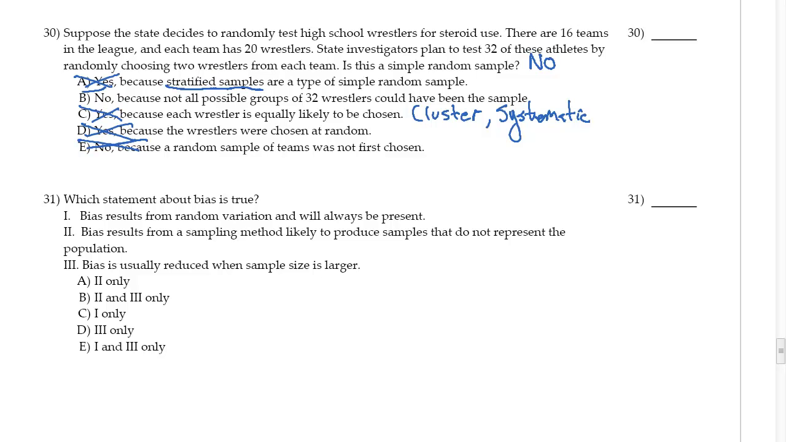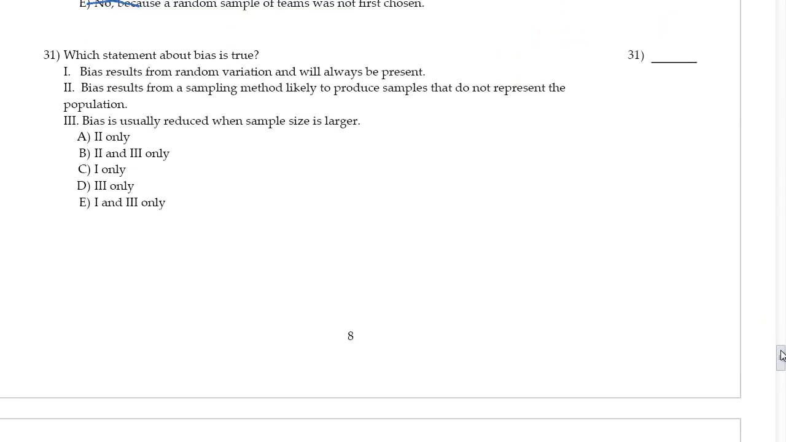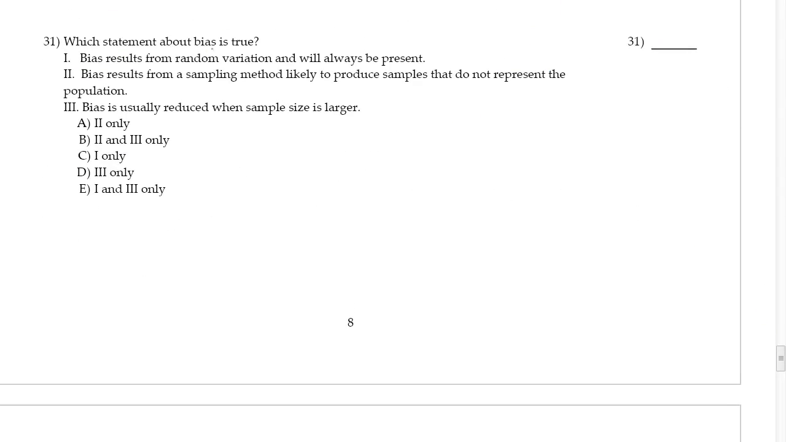So basically, it's no, and we were looking for a no because it's not a simple random sample, because not all possible groups of 32 wrestlers could have been in the sample, right? I couldn't have had a group that had 4 wrestlers from the same team in it. And so B is going to be the correct answer here. All right. And then let's see, 31. Which statement about bias is true? Okay.